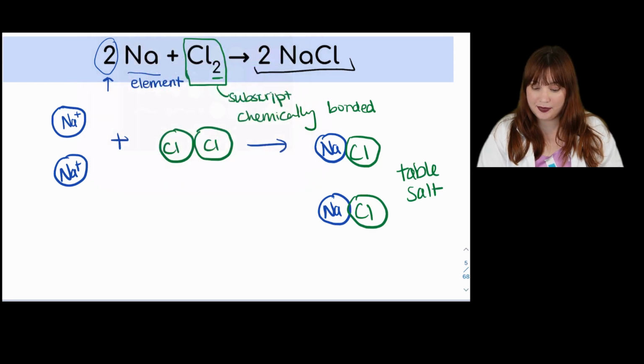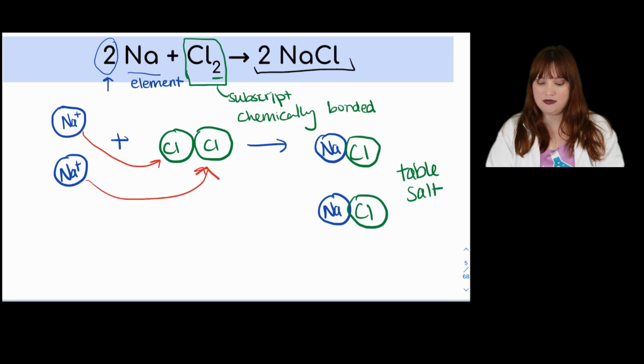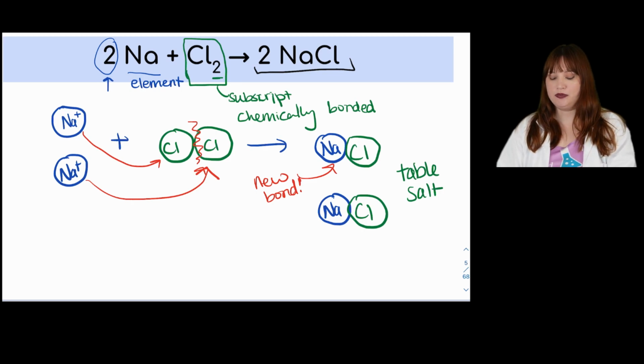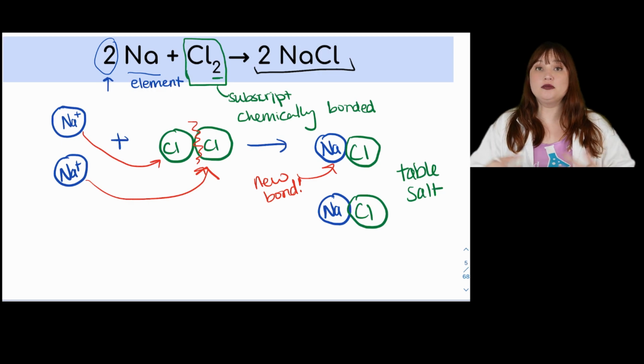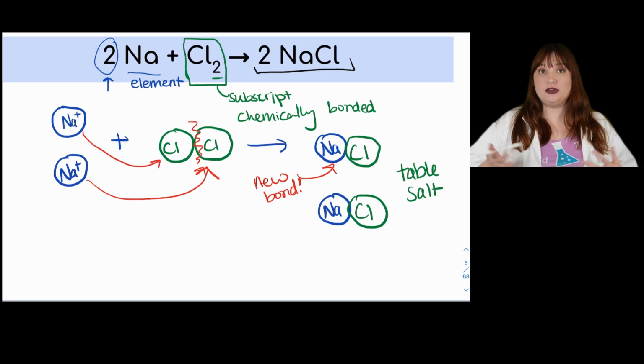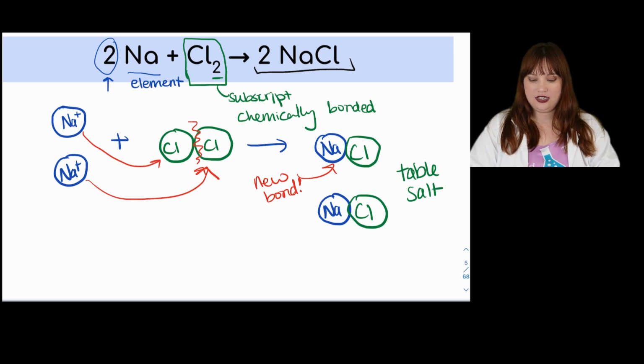So what really happened in this chemical reaction is these sodium atoms came into contact or came near these chlorines, and this bond between the 2 chlorines broke apart and a new bond was formed. So we created something new. We broke some chemical bonds, we formed some new chemical bonds, and we got new stuff. That's why we call it a reaction. There's action, there's something happening.